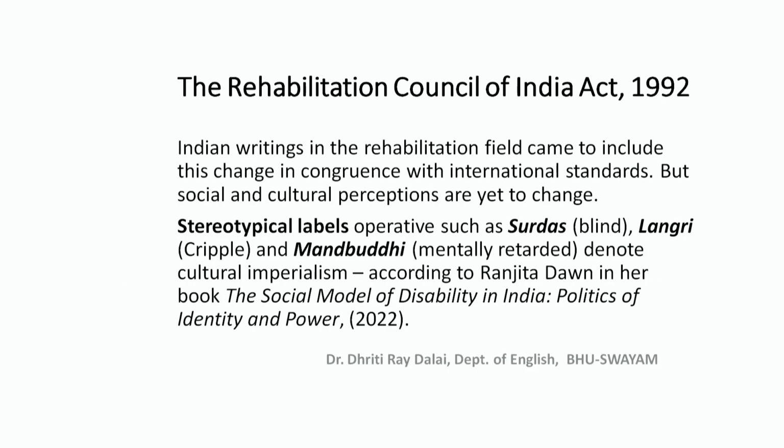Then we have the Rehabilitation Council of India Act of 1992. Now, with the passing of this act, Indian writings in the rehabilitation field obviously tried to include this change in congruence with international standards, but social and cultural perceptions are definitely yet to change. What you find is stereotypical labels operative, such as Surdas for the blind, Langri for the cripple, Mand Buddhi for the mentally retarded. This is according to Ranjita Dawn in her book, The Social Model of Disability in India: Politics of Identity and Power.